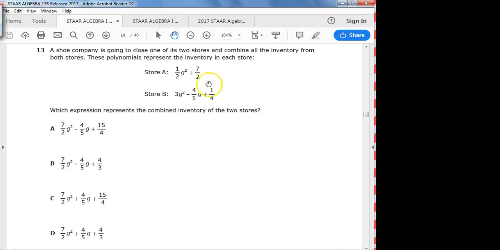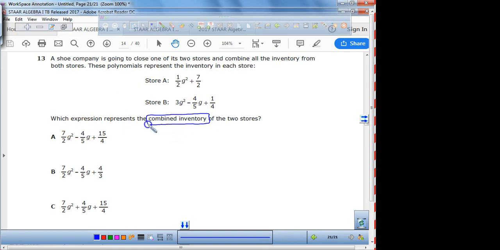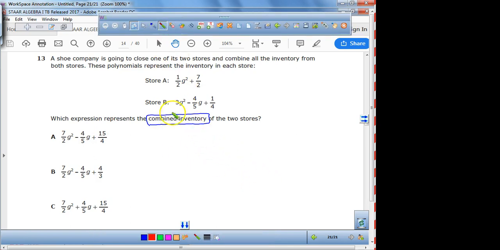There we go. It says a shoe company is going to close one of its 2 stores and combine all the inventory from both stores. These polynomials represent the inventory. It says which expression has the combined inventory. So what do you think combined is? Yeah, put together. So we gotta add these together. So basically all you gotta do is add like terms.